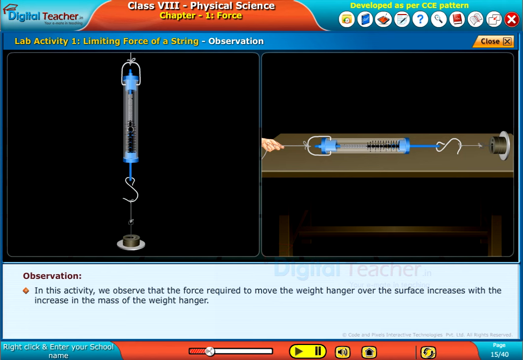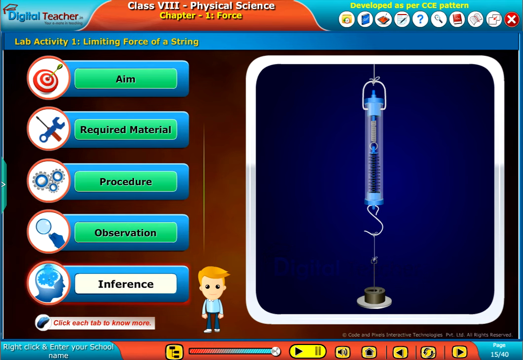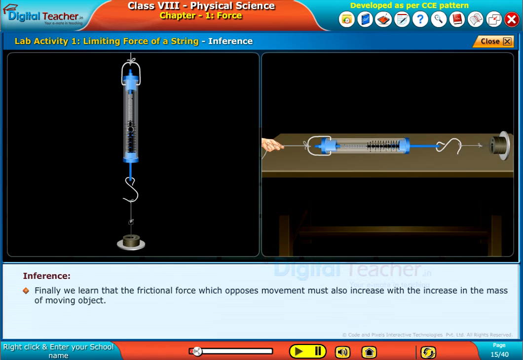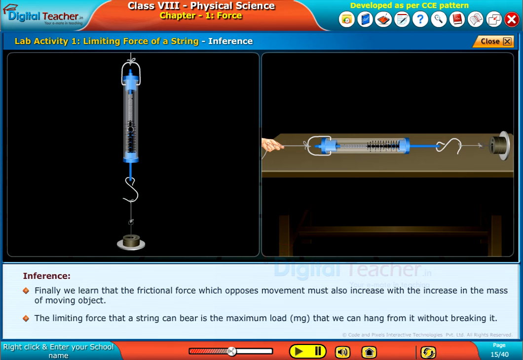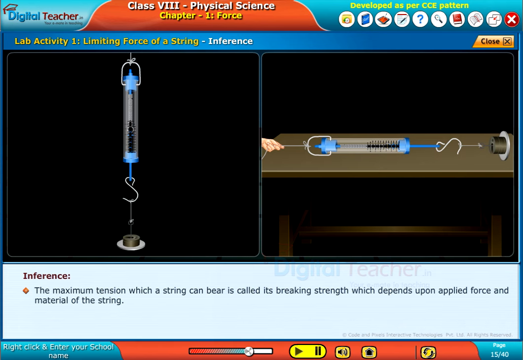In this activity, we observe that the force required to move the weight hanger over the surface increases with the increase in the mass of the weight hanger. Finally, we learn that the frictional force which opposes movement must also increase with the increase in the mass of the moving object. The limiting force that a string can bear is the maximum load that we can hang from it without breaking it. The maximum tension a string can bear is called its breaking strength, which depends upon the applied force and the material of the string.